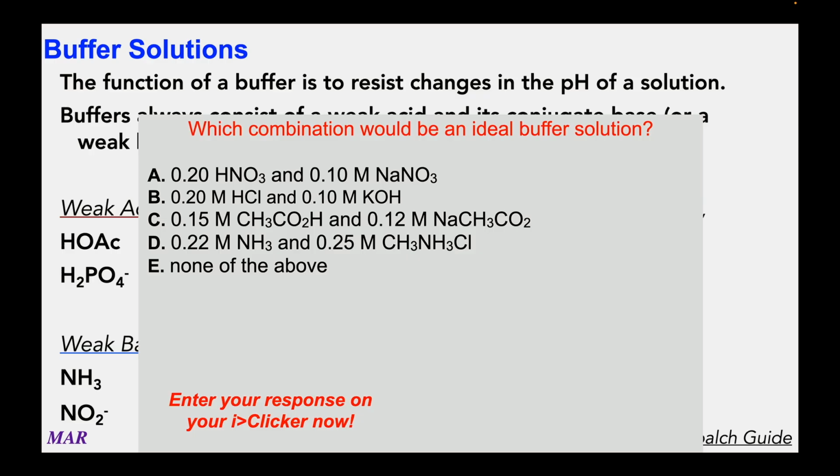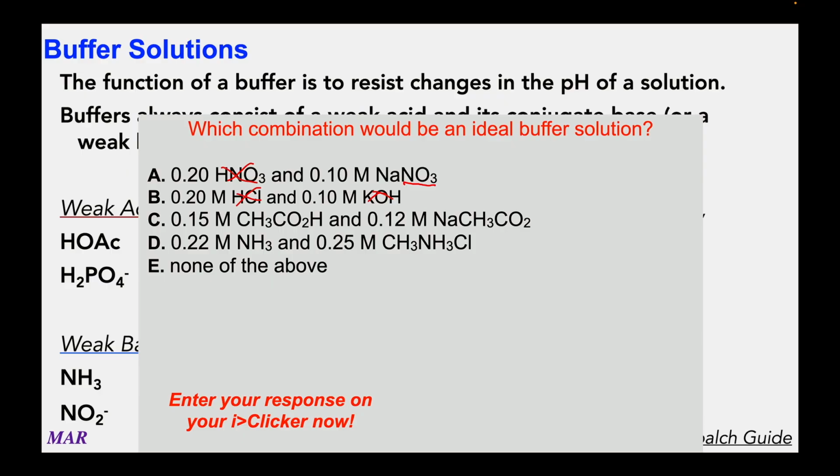For example, HNO3. So that's not going to work. HNO3 is a hunter killer. It won't hang out with its conjugate. Nitrate is a conjugate, but it's not going to work. No strong acids, no strong bases. HCl and KOH are strong, so they're both out. That's not going to work.